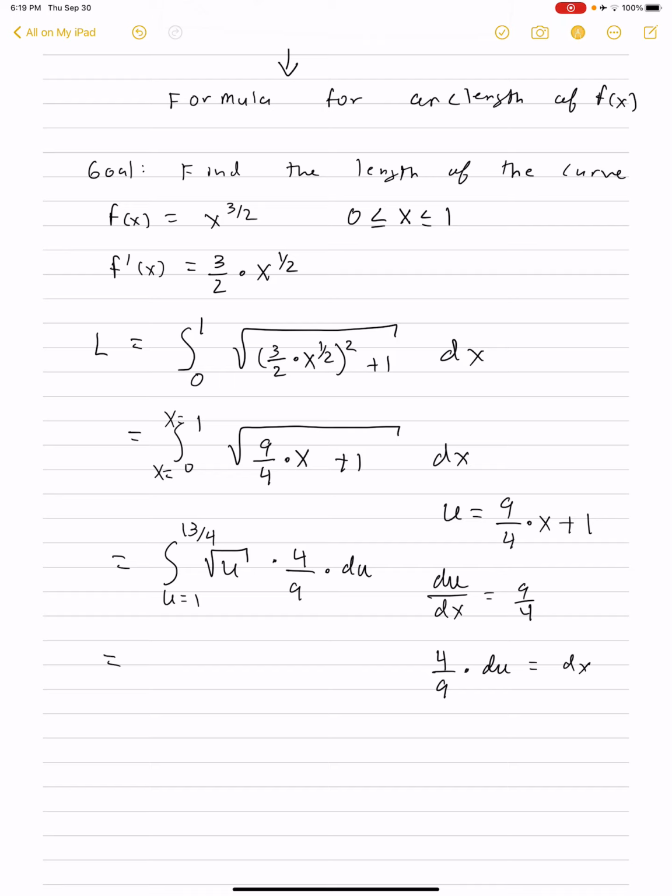So let's anti-differentiate this. This will be u to the 3/2. I'll put the 4/9 out in front. From the exponent, we have to do 2/3. And then we're going to evaluate at u equals 1 and u equals 13/4.